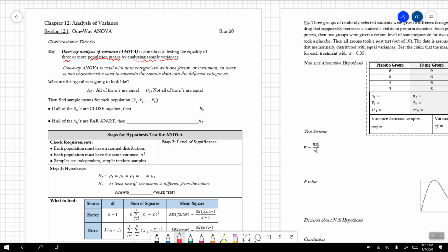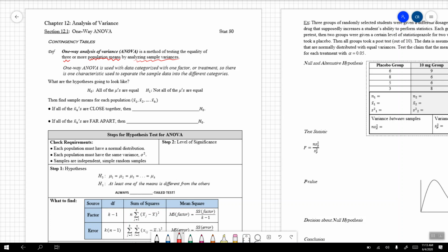So, what are the hypothesis tests going to look like? The null hypothesis is always going to be the same for this type of ANOVA problem: all of the population means are going to be equal to one another. The alternative hypothesis, which is what we're looking to support by trying to reject the null hypothesis, is that not all of the population means are equal.